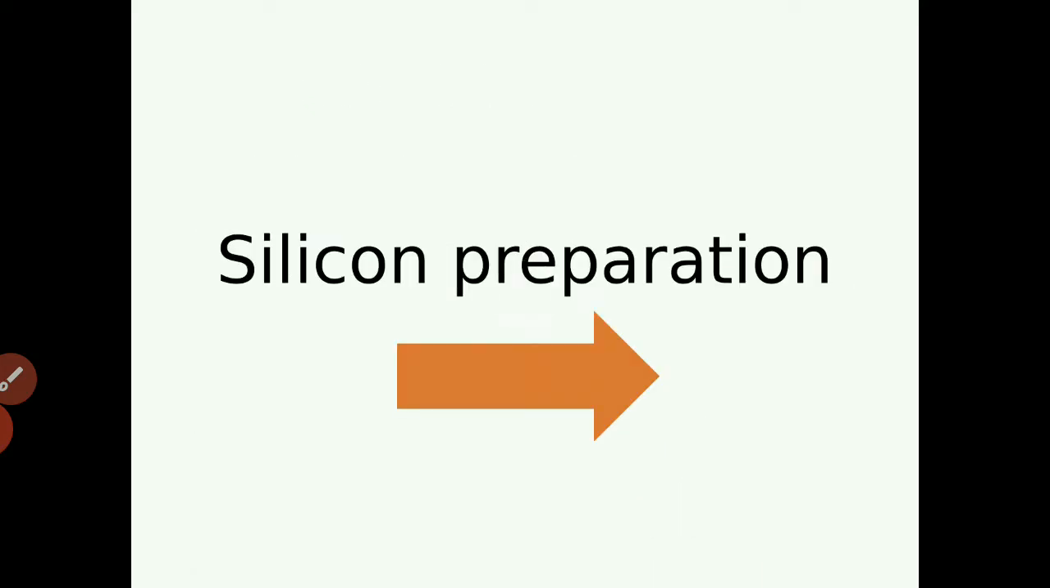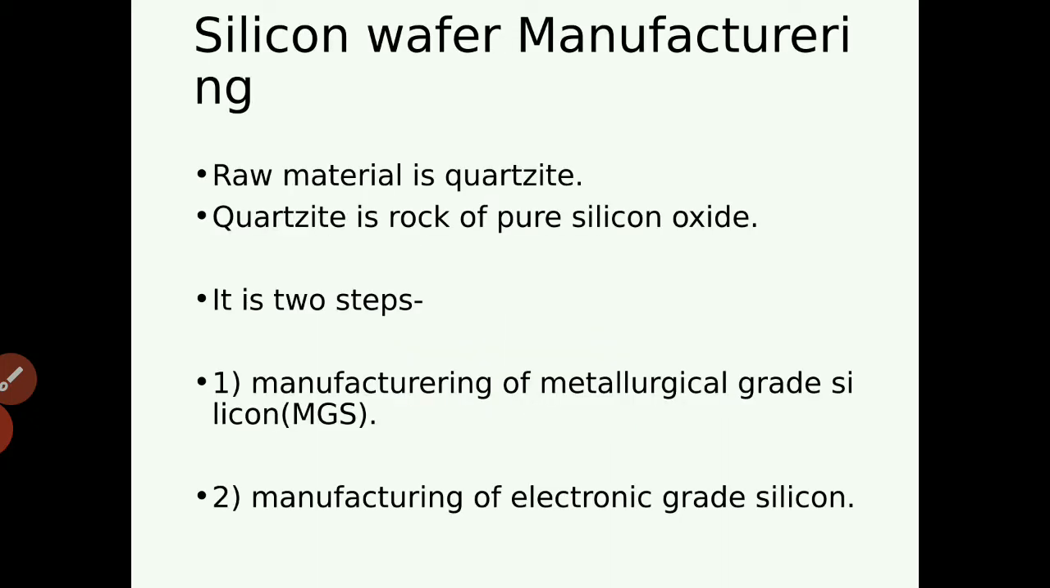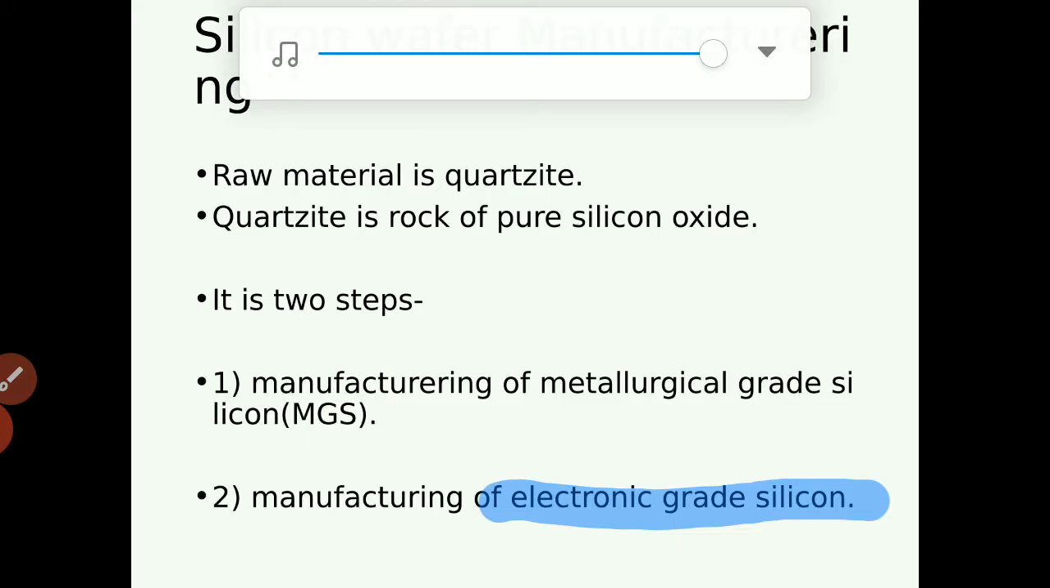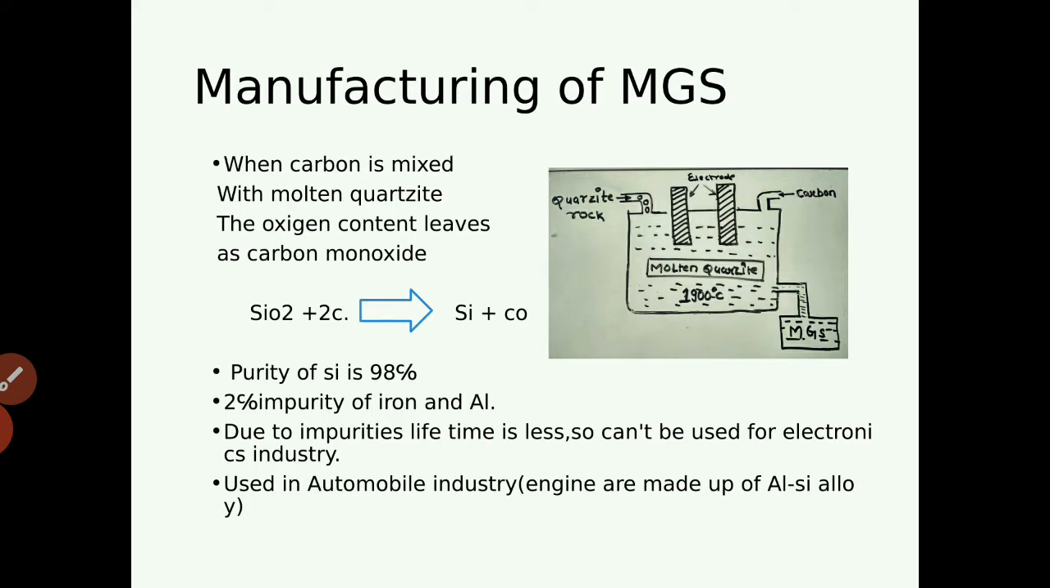So let's start our silicon wafer preparation. Silicon is present in the form of quartzite, and quartzite is a rock of pure silicon oxide. There are two steps. In the first step, we convert our quartzite rock into metallurgical grade silicon, which is MGS, and then we convert our metallurgical grade silicon into electronic grade silicon. So let's start with the manufacturing of MGS.